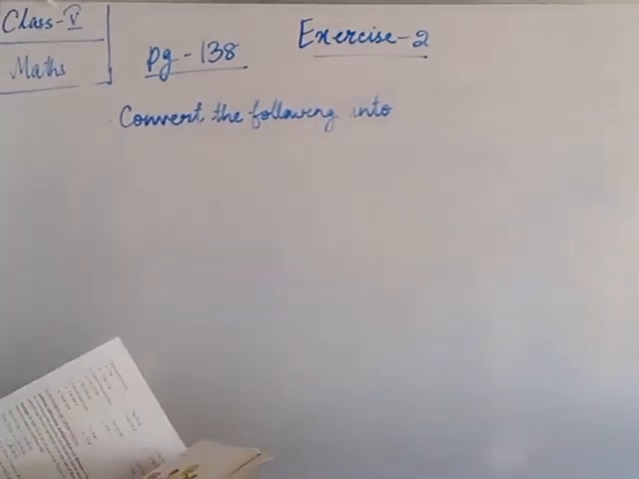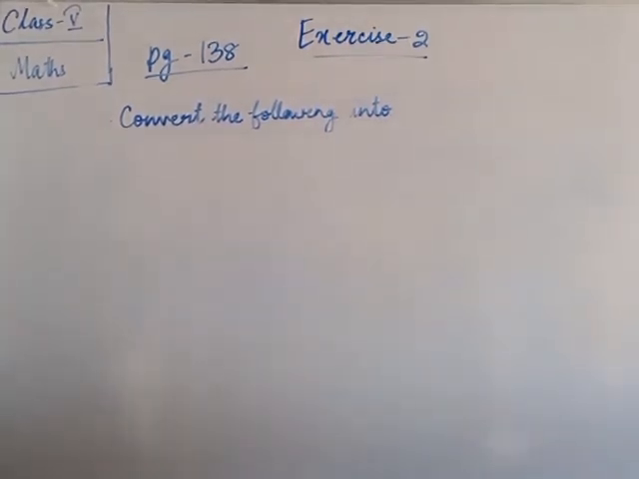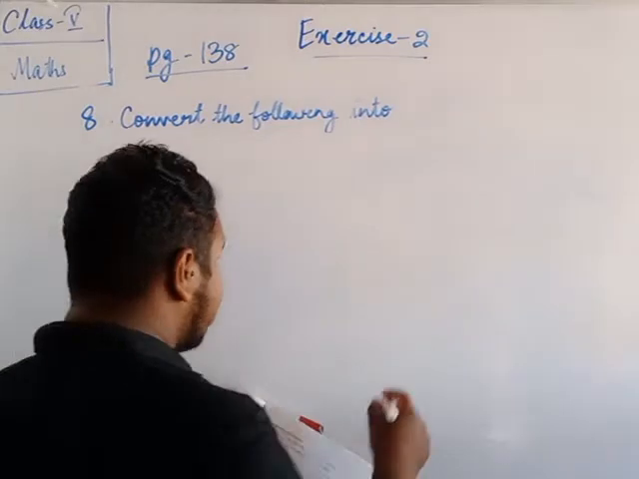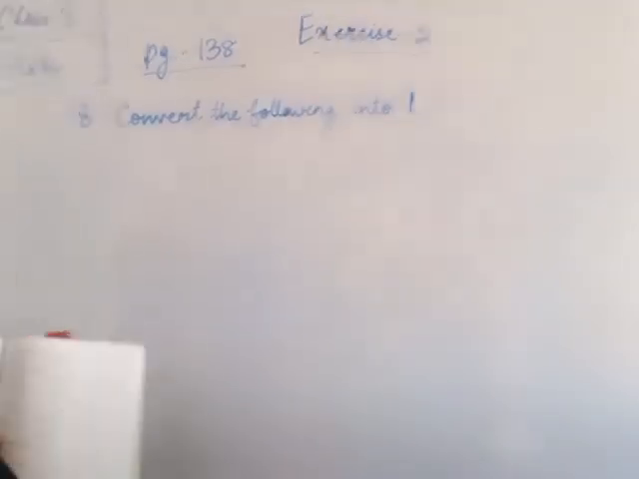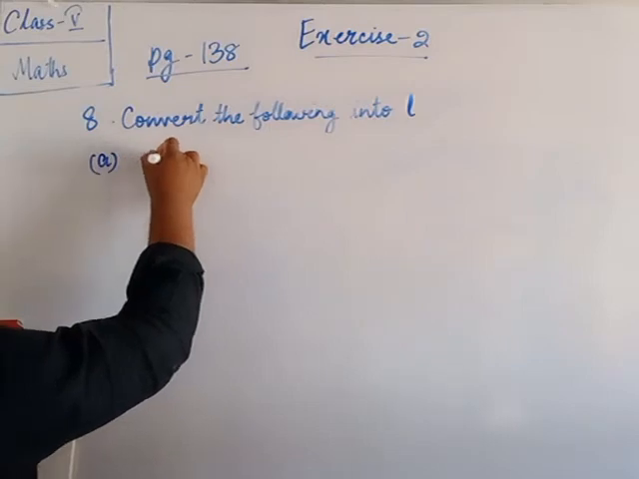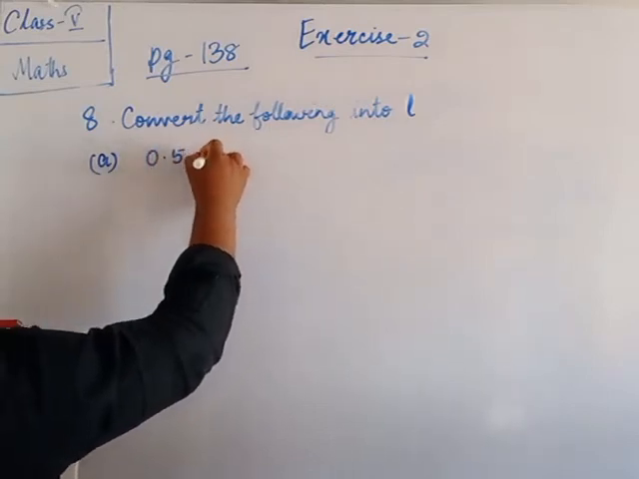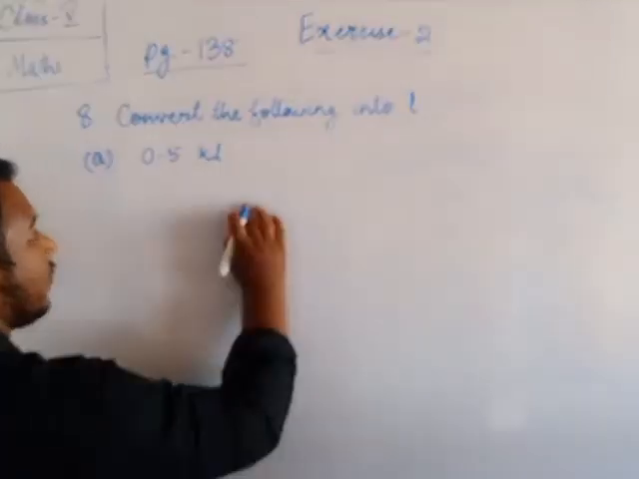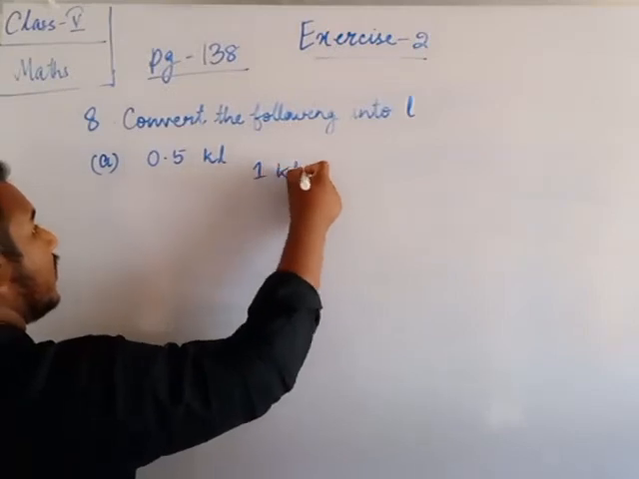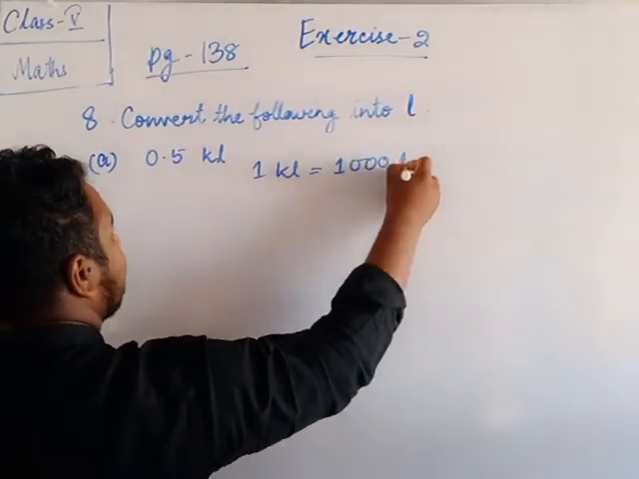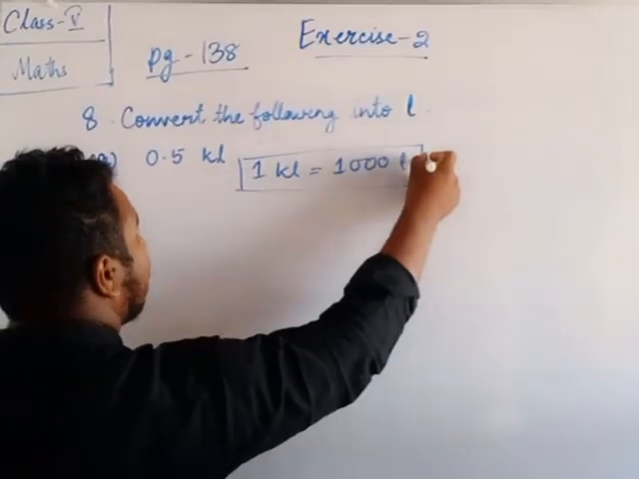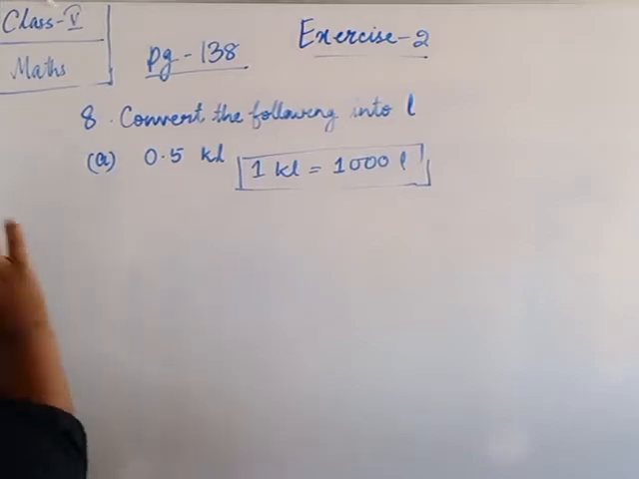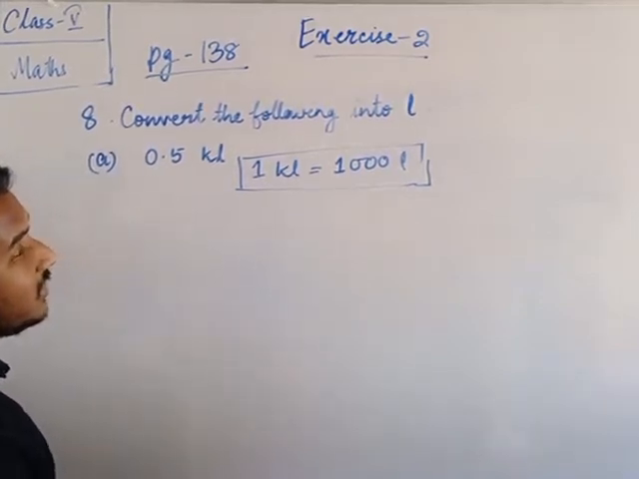And 15 questions are there, so we have to complete these 15 questions. Okay, so question 8, convert the following into liter. A number is 0.5 kiloliter. Okay, so we know that 1 kiloliter is equal to 1000 liter. This is the standard unit. This you can find in page number 137. Okay, so 1 kiloliter is equal to 1000 liter.